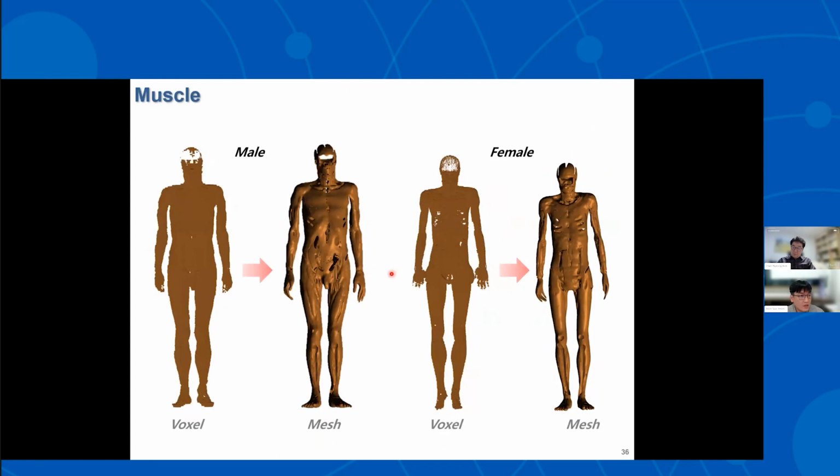And finally, the muscle. The large part of the muscle mesh model was actually converted from the voxel model. However, we put in much effort to eliminate a considerable number of geometric defects and overlapping problems with the organs and tissues.